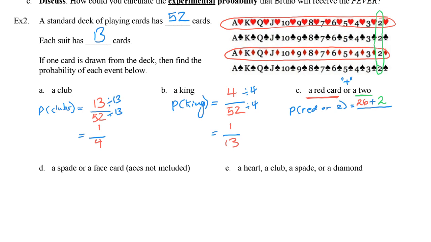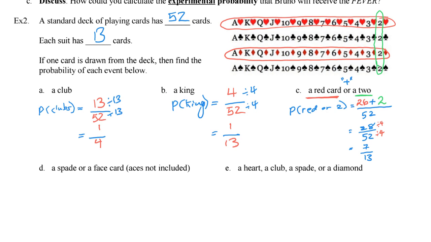So it's 28 divided by 52. And simplifying, divide the top and bottom by 4. So you end up with 7 over 13 as our final answer for our probability.